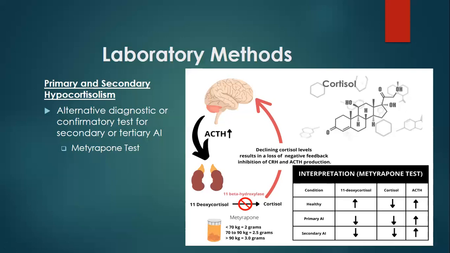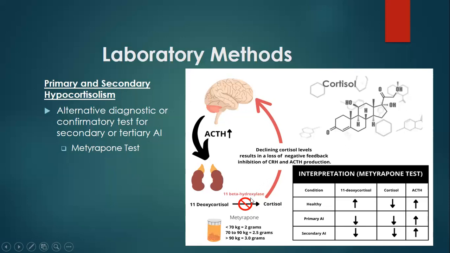So metyrapone test, what's the principle? Metyrapone inhibits the action of 11-beta hydroxylase. Remember, 11-beta hydroxylase is an enzyme which converts your 11-deoxycortisol, if you can still remember the synthesis figure I've shown, to cortisol. So metyrapone inhibits the action of your 11-beta hydroxylase.